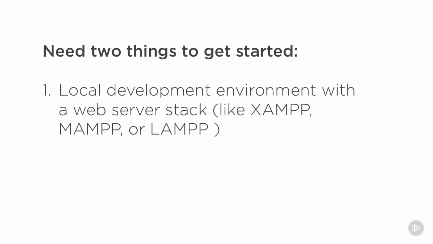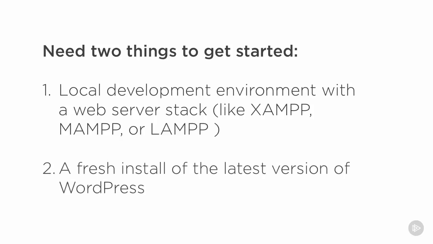In this video, we'll be learning about the development setup we need in order to get started creating our theme. In order to get started, you need two things set up on your local computer. The first is a local development environment, something like XAMPP, MAMP, or LAMP, so we can do number 2, which is to install the latest version of WordPress. So just a completely fresh installation.